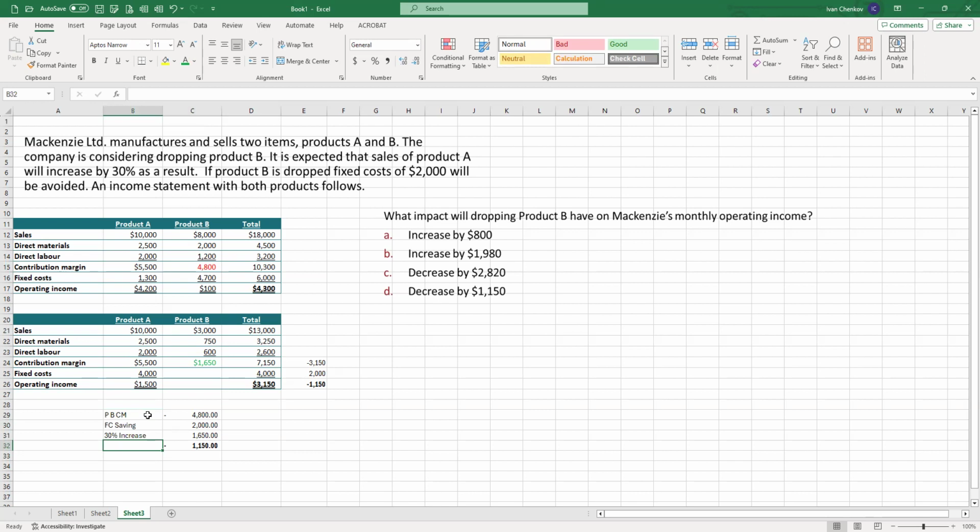And I'm losing $1,150. So my income is going to decrease by 1,150. Did I confuse you with this last calculation? No, it's more preferable. Okay.